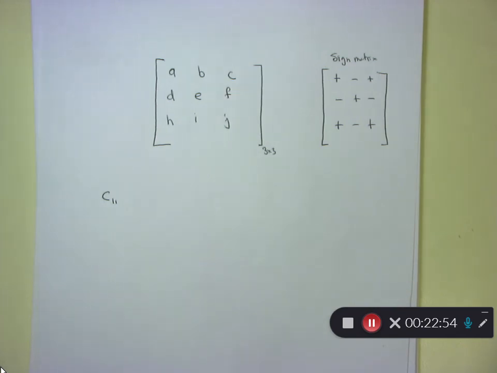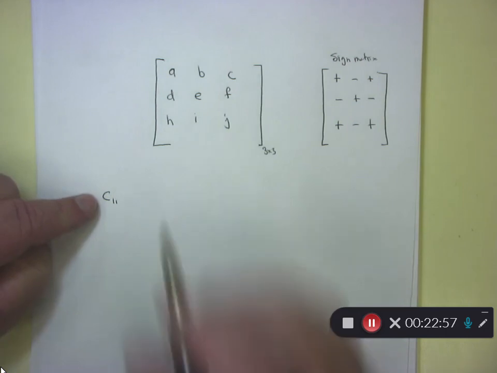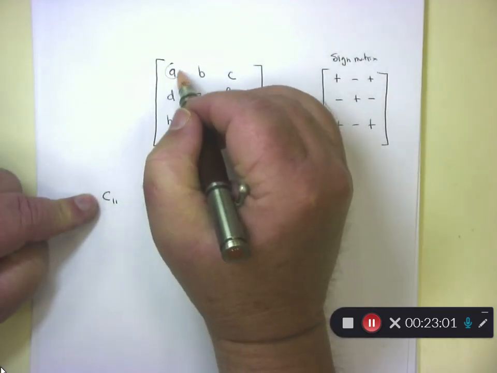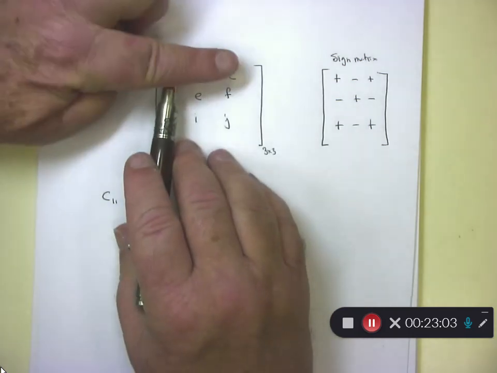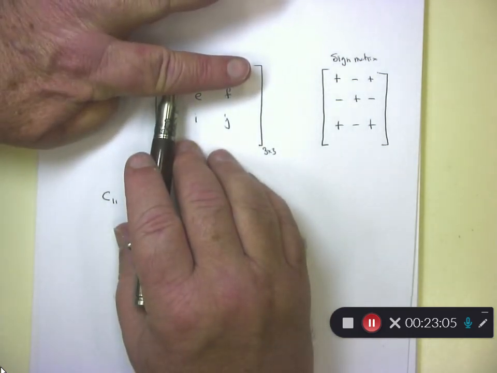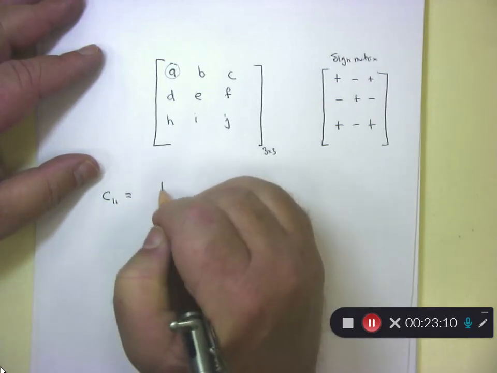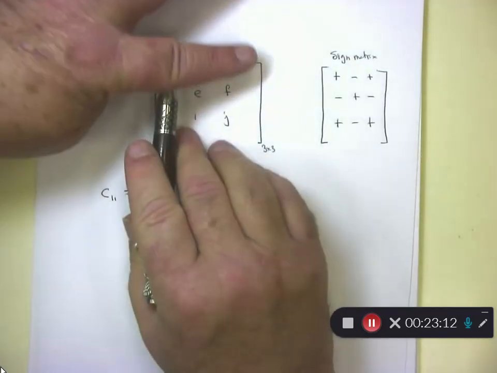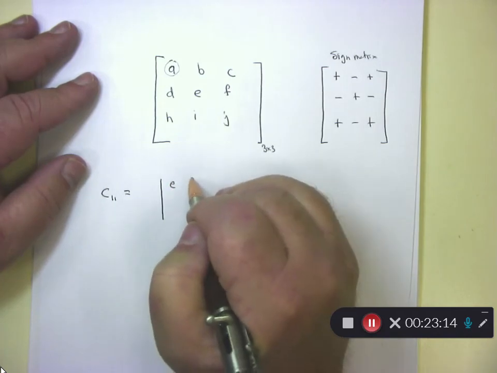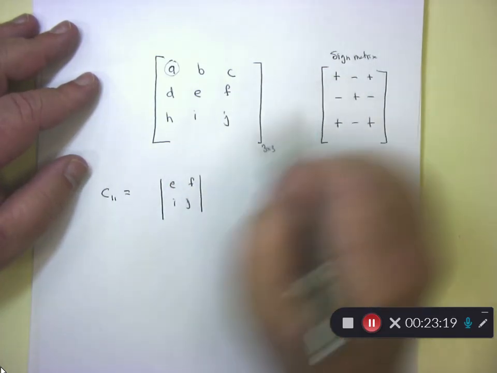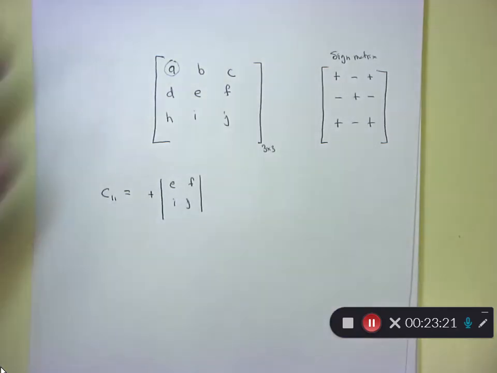For C11, this is your first row, first column position. So focus on that entry and knock off the row and column with it. Does that make sense? The C11 would be the determinant of the minor matrix E, F, I, J, and you have to take the sign with it. Make it positive, plus whatever that number is. Does that make sense?